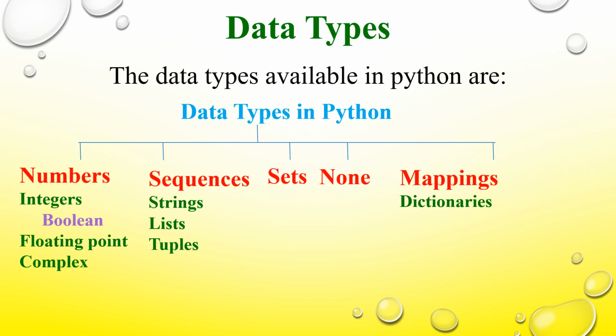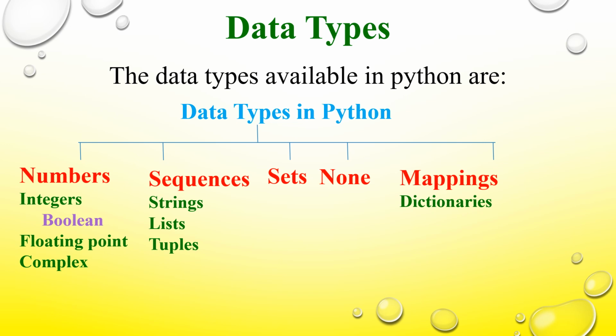The data types in the Python programming language have been classified into these types. The first one is numbers. In this one you have integers, floating point, and complex. Among the integers you have boolean. All these we use for the purpose of storing numbers.